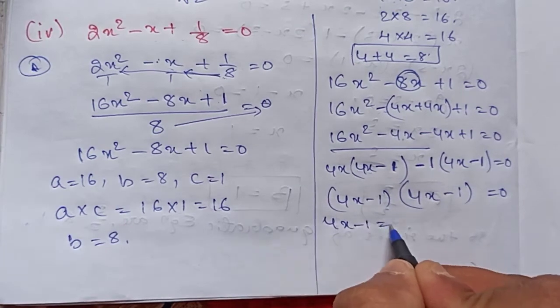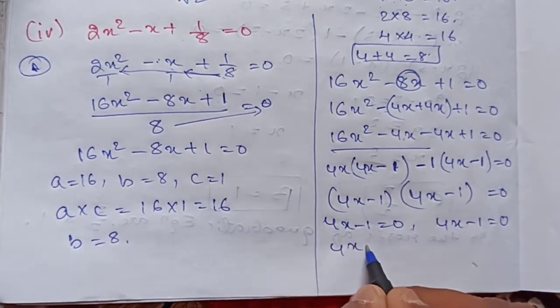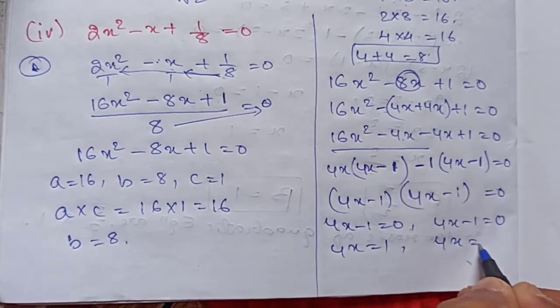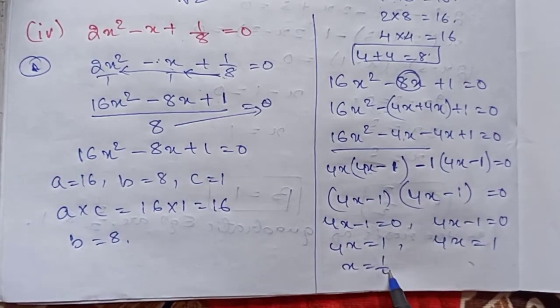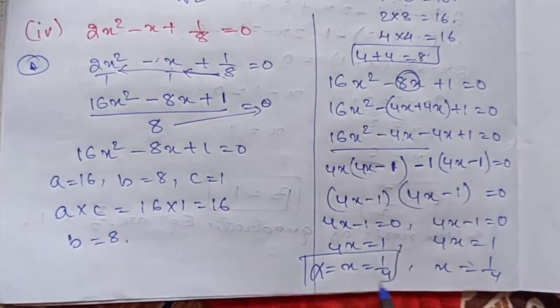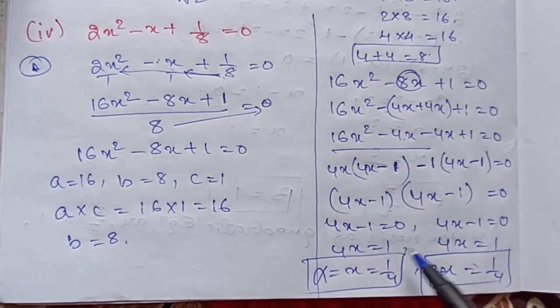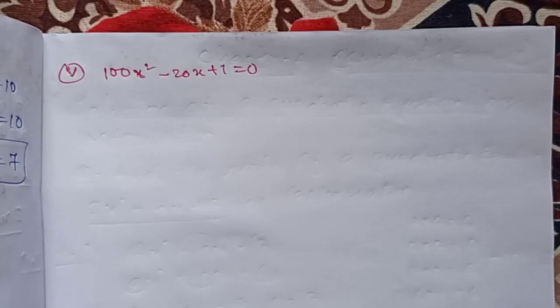So 4x minus 1 equals to 0. That means 4x equals to 1, x equals to 1 by 4. 1 is alpha, 1 is beta. Okay, so in this way we can get two zeros of the quadratic equation. Okay, next bit. Now fifth bit.